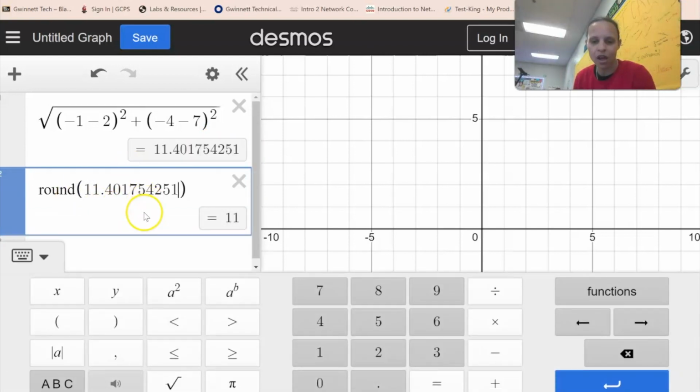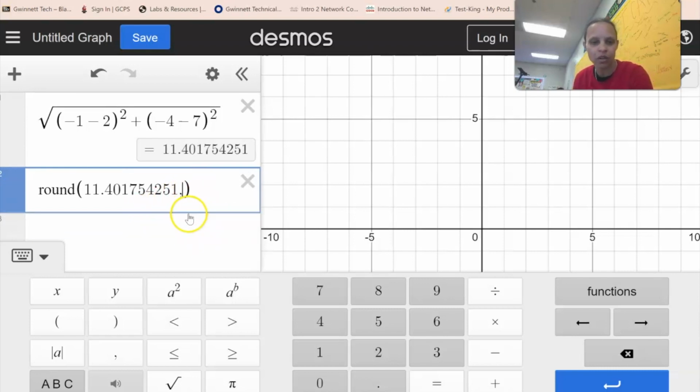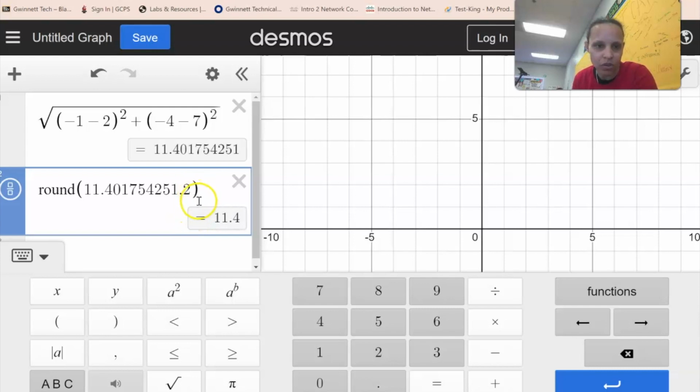So copy paste, comma, and whatever they say. If they want one number after the decimal, you type in 1. Two numbers after the decimal, 2. Three numbers after the decimal, 3. Four numbers after the decimal, 4, and so forth.